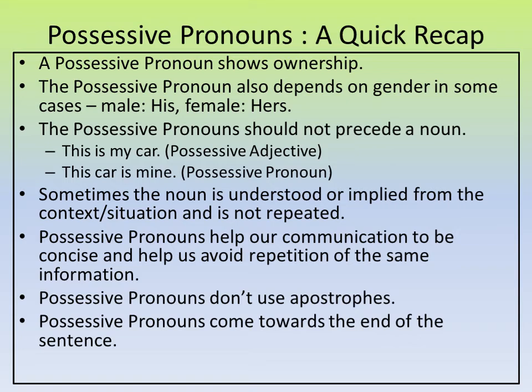Right? So you see that this is my car. The word my becomes a possessive adjective. But this car is mine. Mine doesn't precede a noun, so it becomes a possessive pronoun. This car is my car, instead of saying that this car is mine. Simple. Sometimes the noun is understood or implied from the context, situation, and is not repeated.